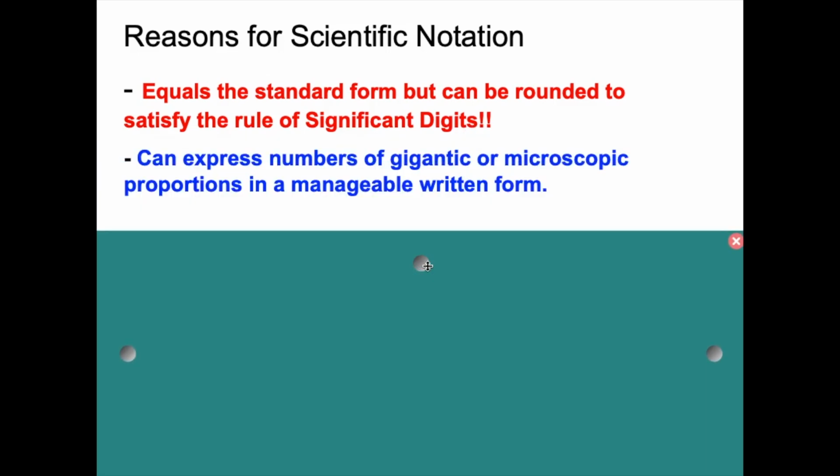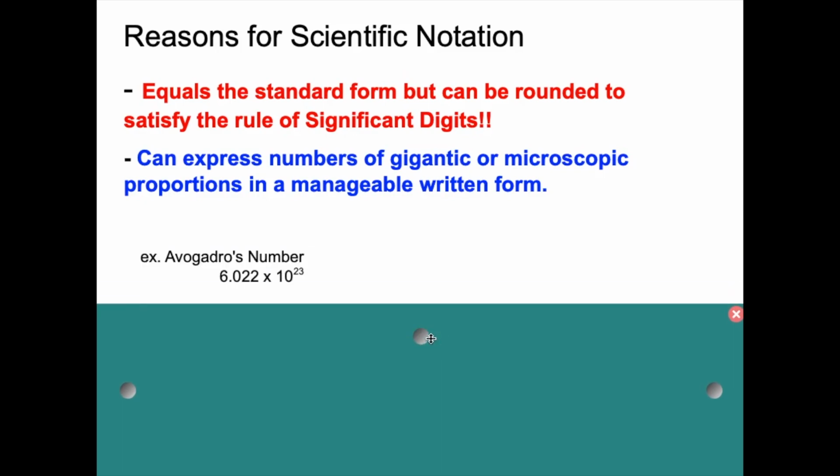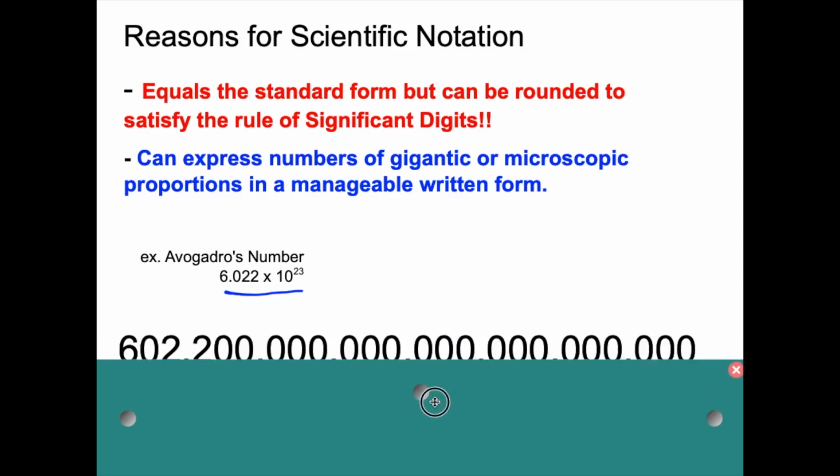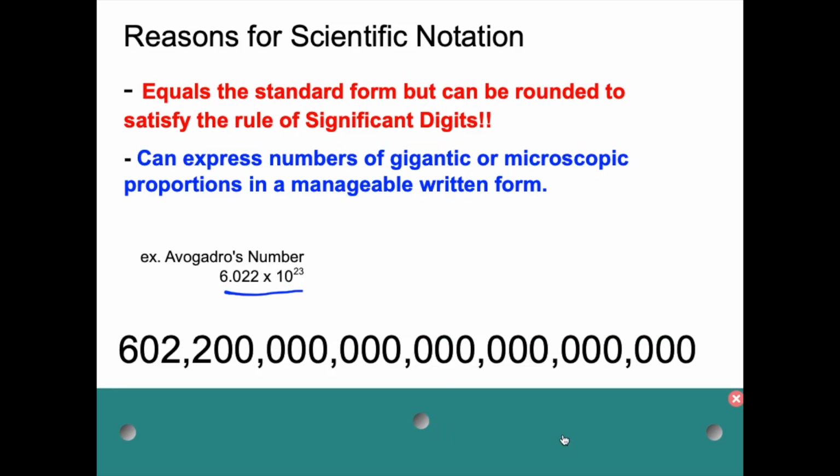The other one is we can manageably write gigantic or microscopic numbers in a nice way, right? We can express these numbers. So for example, here's this one. Avogadro's number is something we use in chemistry sometimes. It's a gigantic number. Written like this, it seems pretty small. That's nice, 6.022 times 10 to the 23. But if we were to write it in standard notation, kablamo! That's a big number I don't want to put into my calculator all the time. And if I'm using this in chemistry, forget it.